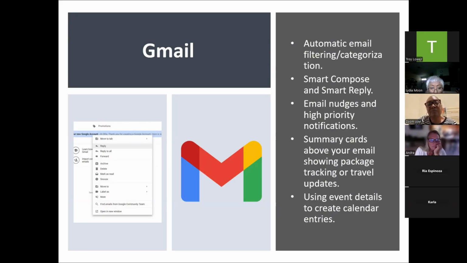You have your summary cards above your email showing if your package is arriving or if you have any travel updates or anything like that. And then you can use the event details to create your calendar entries directly from inside of your Gmail. So just because you're inside of your email, if you want to create a calendar notification, you could tell it to add to calendar.